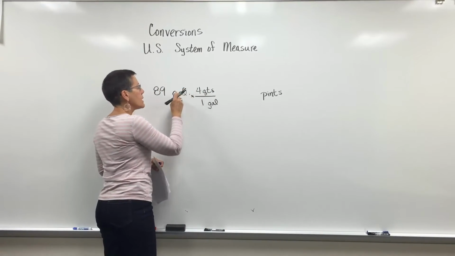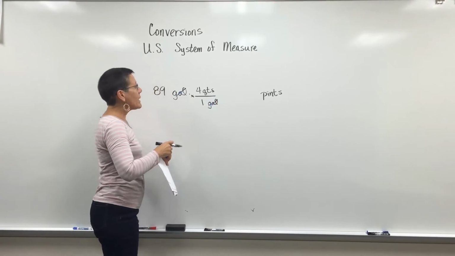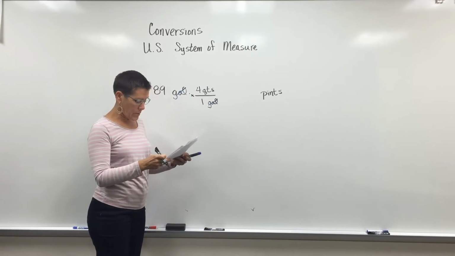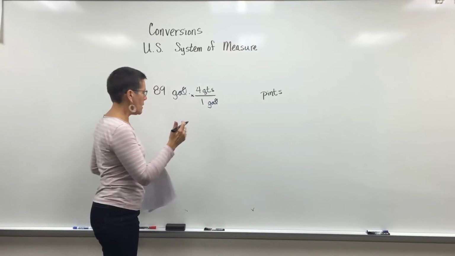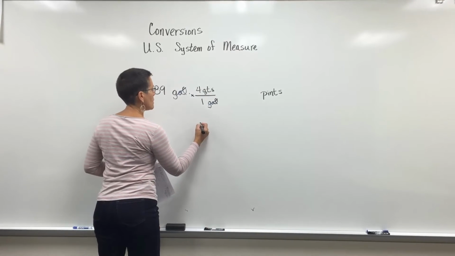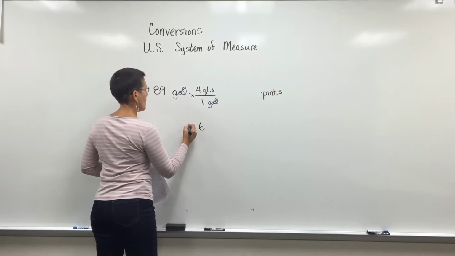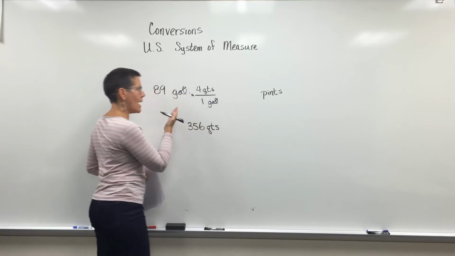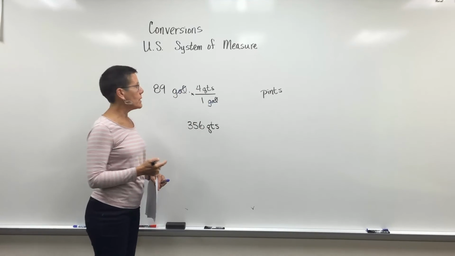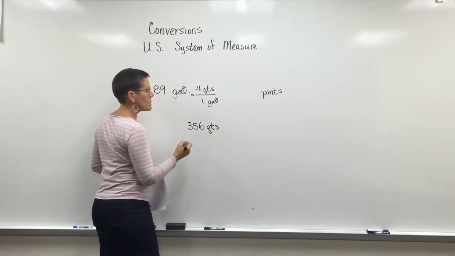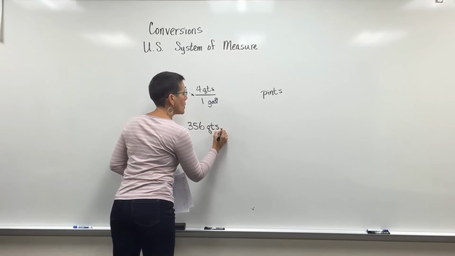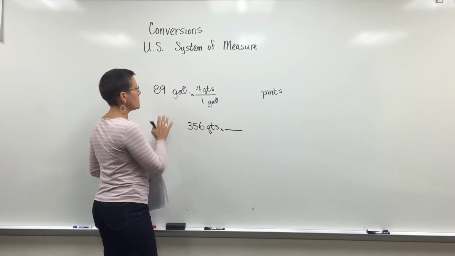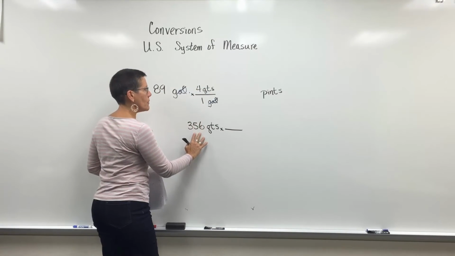And so I can remove those words. My answer now, if I took 89 times 4, would be in quarts. I'm going to do that in my head. I think that's 356 quarts. Many people like to stop and write that value down and then continue on to the process of converting quarts to pints. It's not necessary, but many people like to do that. So the 89 times 4 is the 356.